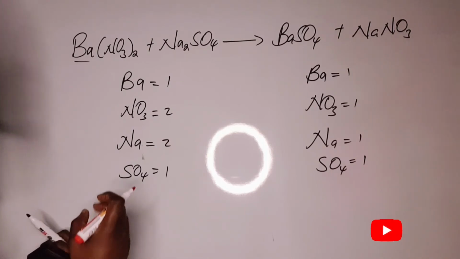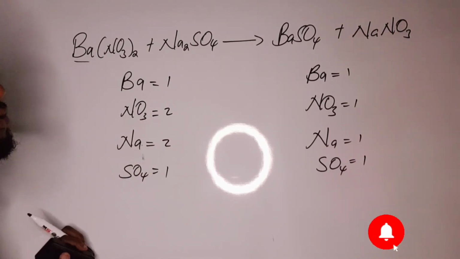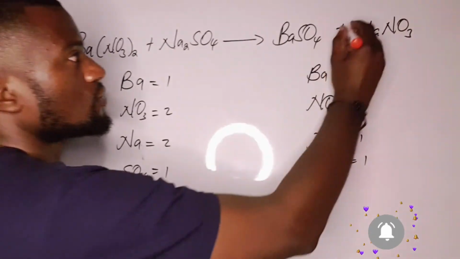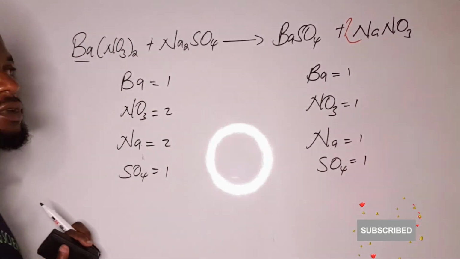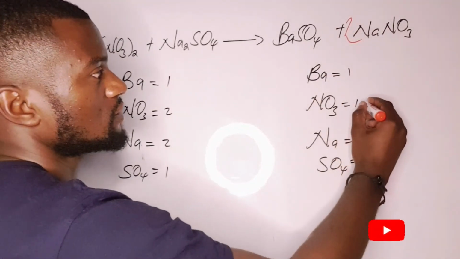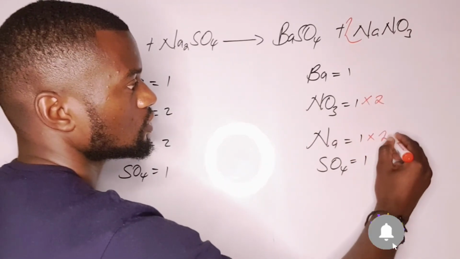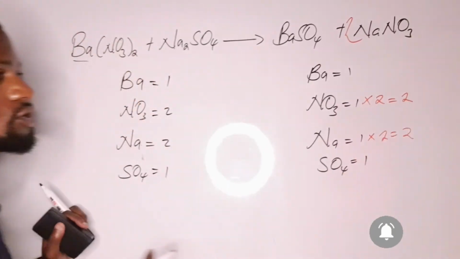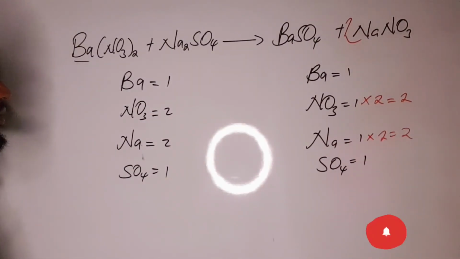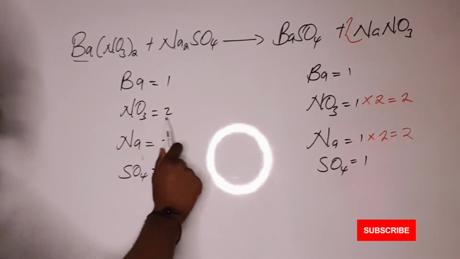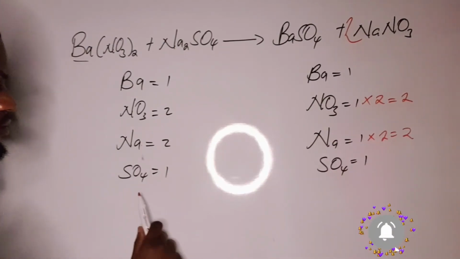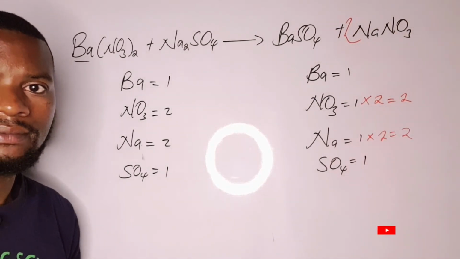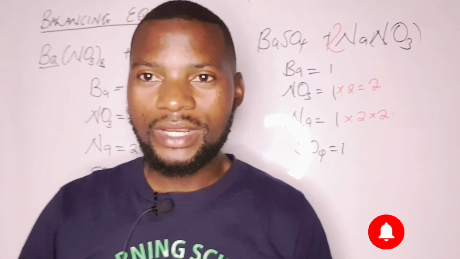In order for us to balance the nitrates and sodium, we have to add a coefficient in front of sodium nitrate on the product side. So we add a coefficient 2. When we add a coefficient 2, we are going to multiply everything with 2. So here when we multiply 1 times 2, we have 2. And this side 1 times 2, we have 2. So that simply shows us that barium 1, nitrates 2, sodiums 2, and the sulfates 1. So this shows that the equation is balanced. This is how you write a correct balanced equation.